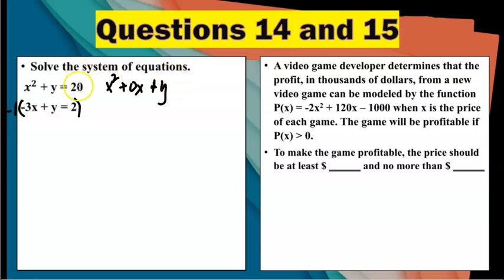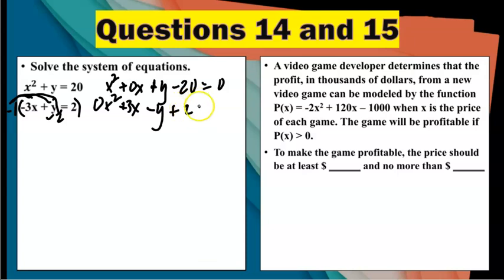And then I'm going to bring this 20 over, so that's going to be a -20 equaling 0. On this one, I don't have any x squares in it, but a -1 times a -3x is going to be a positive 3x. And a -1 times a y is going to be a -1y. I'm going to bring this 2 over, so this is really a -2. And -2 times a -1 gives us a +2. And make that equal to 0.